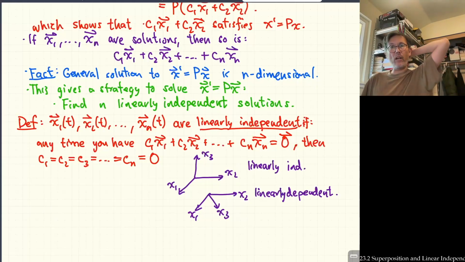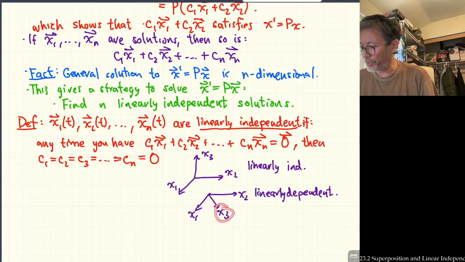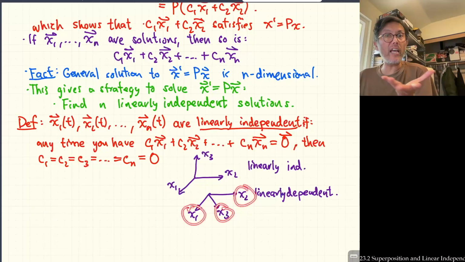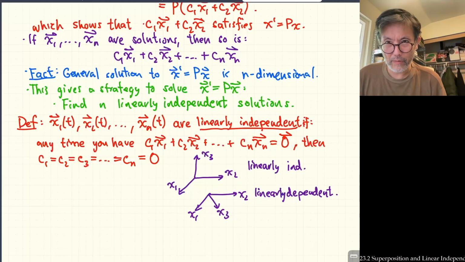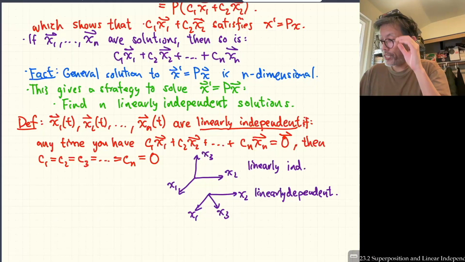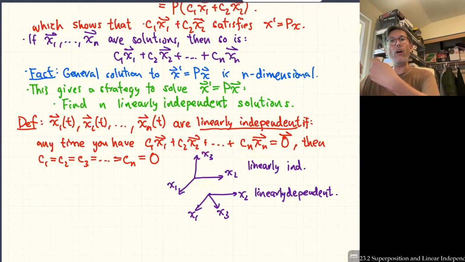And that's not what we want. The reason is that we could express x3 as some linear combination of x1 and x2, because x3 lives in the plane that's spanned by x1 and x2. So we could find non-zero coefficients involving x1, x2, and x3 which give the zero vector.